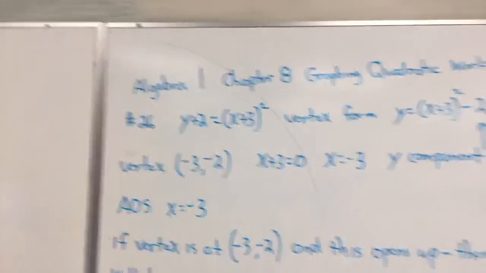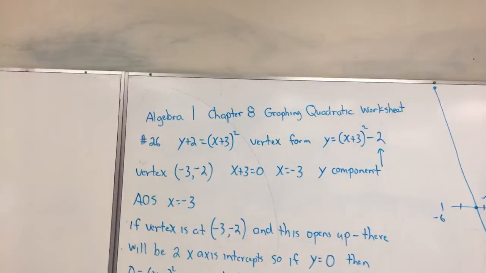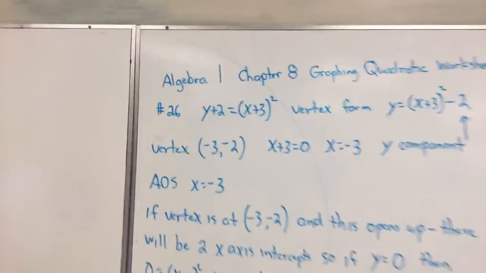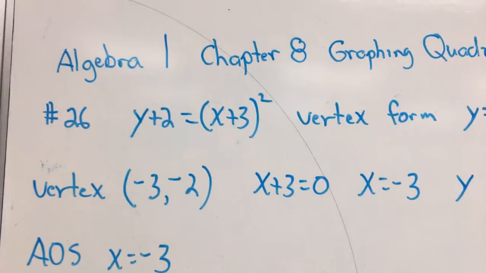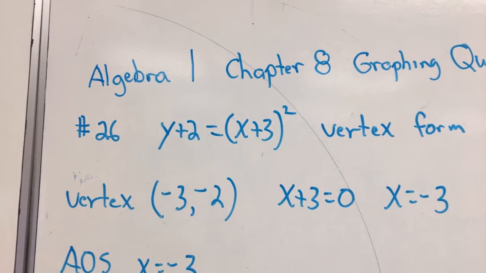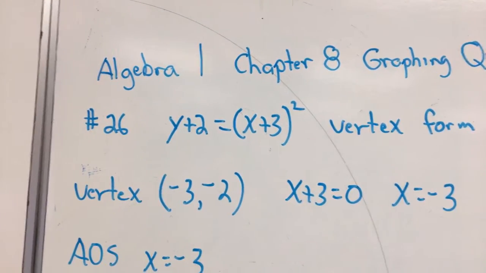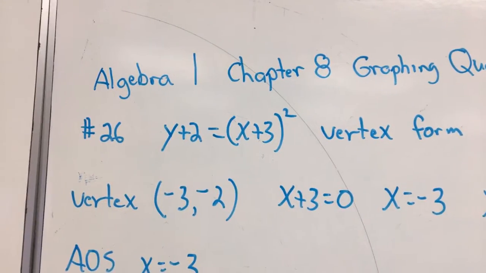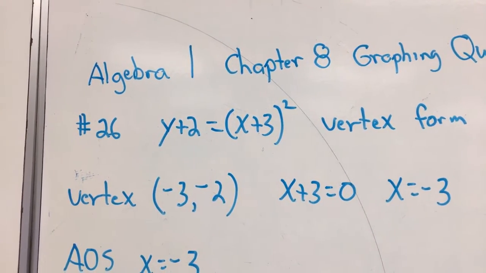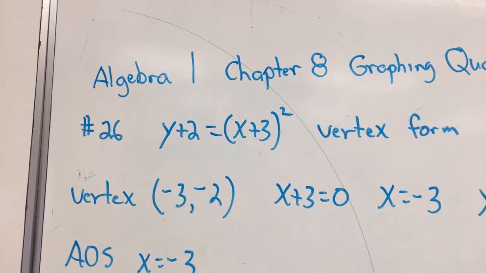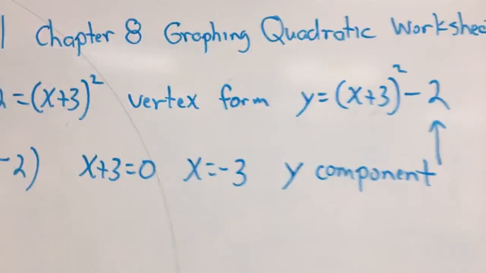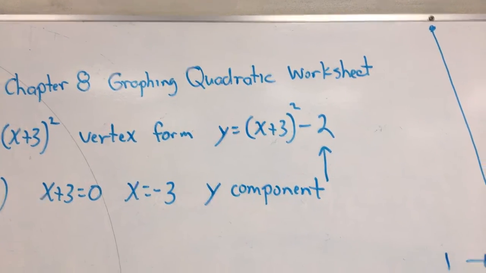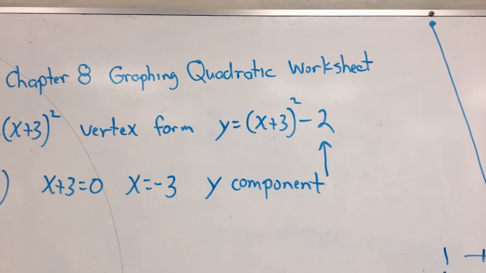All right, so here's the problem that we face. Algebra 1, Chapter 8, Graphing Quadratic Worksheet. Number 26 starts off as y plus 2 is equal to x plus 3 quantity squared. That's really close to vertex form, but not quite. So if I was to move that 2 to the other side, if I was to subtract 2 from both sides, I could get it into vertex form. And vertex form would look like that. y is equal to x plus 3 quantity squared minus 2.